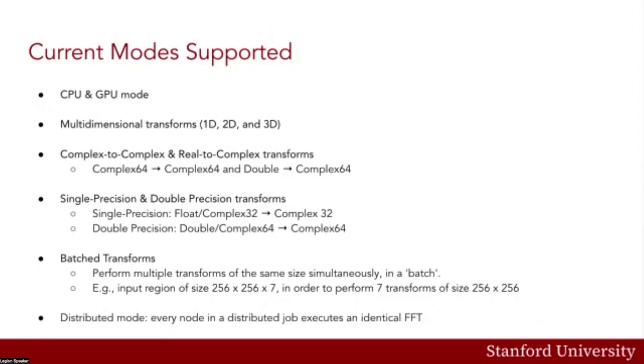So if you want to perform multiple transforms of the same size simultaneously in a batch, for example if you have 7 transforms of the same size, instead of calling the execute function 7 times, you can just pass in one large input region of 256 by 256 by 7. We also have the first version of a distributed mode, where if you have an identical FFT executed across different nodes, we can do that as well.